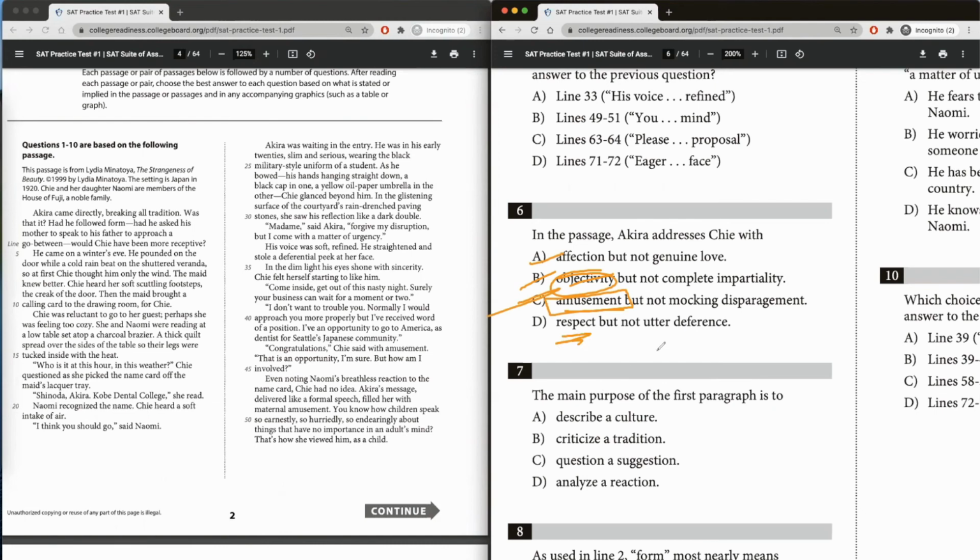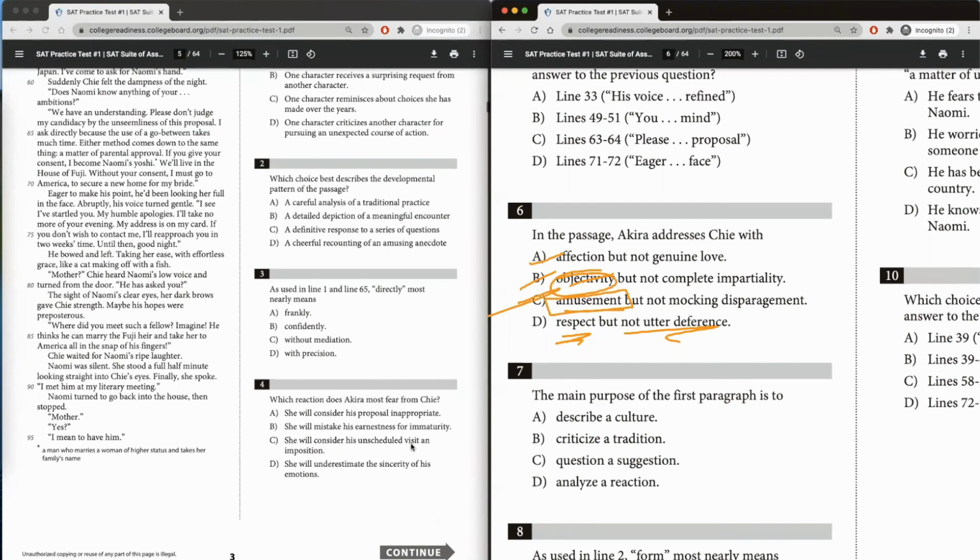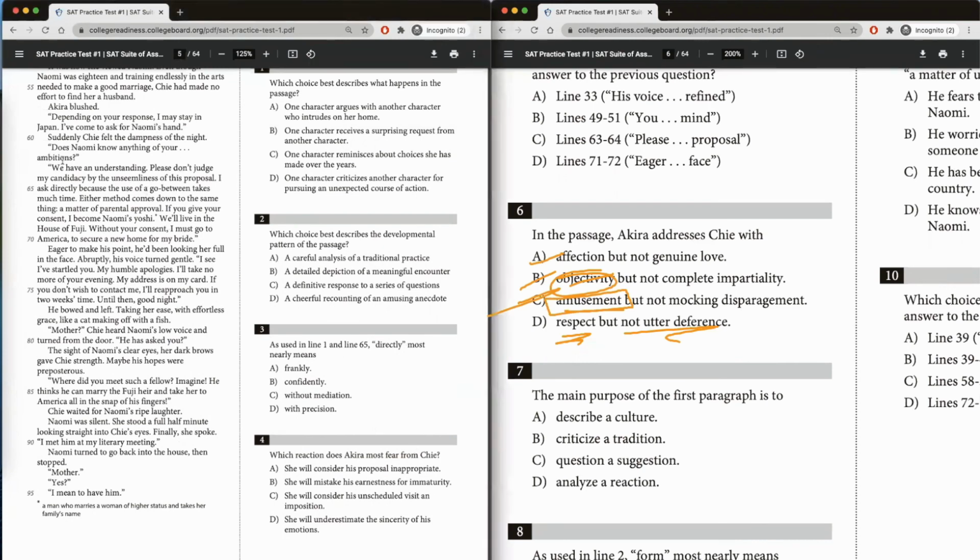And then respect. Yes, he is respecting an elder, but not deference. So he's basically not a pushover. He's not letting her step over him. In fact, when she's asking him questions, he flat out says he has an understanding. I know we'll live such and such. Eager to make his point, he looked her directly in the face. And then he basically says, I'm sorry, I'm pushing you. Here is my card. I will reapproach you in 2 weeks' time. That's not someone who's a pushover. He's basically saying, call me or I'll be back to find out more about this decision. So the answer is going to be D.